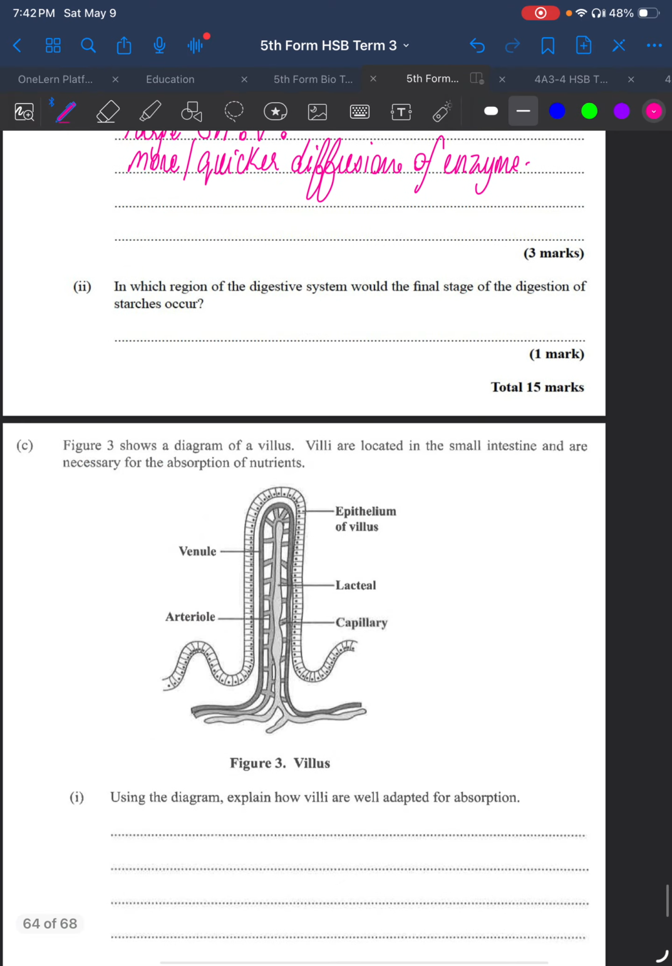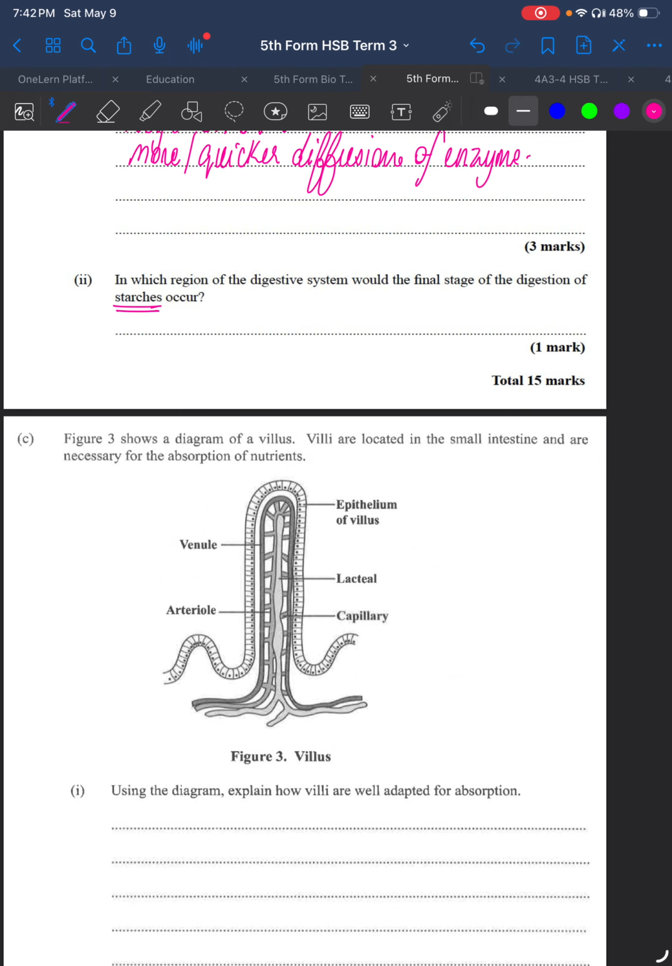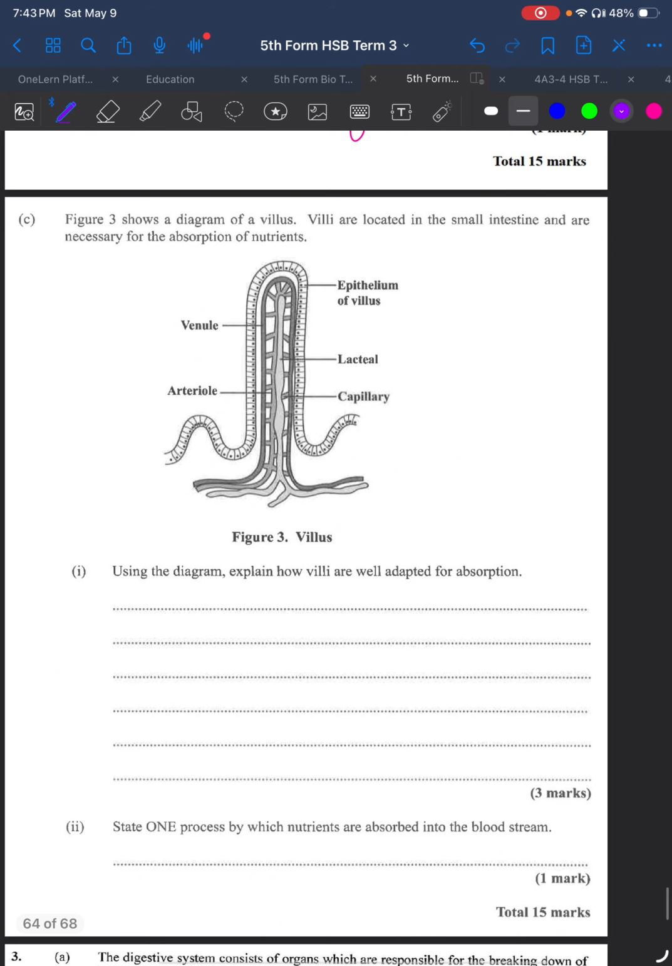In which region of the digestive system would the final stage of digestion of starches occur? So remember we said that maltose was the end product of the amylase enzyme, right? And then maltose has to further be broken down into glucose, right? By maltase. And this is going to take place in the small intestine through the intestinal juice, as we saw earlier.